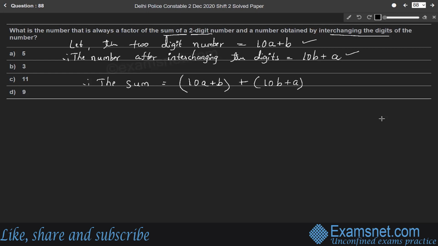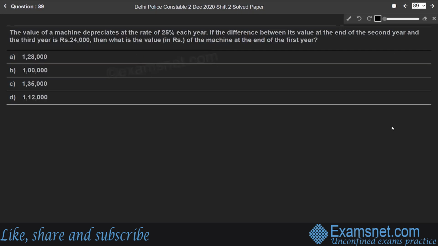So it becomes 11a plus 11b, which is 11 into a plus b, right? So what is the number that is always a factor of the sum of these two numbers? Therefore, the number which is always a factor of the sum of these two is 11, right? Therefore, 11 is always a factor of their sum. Hence, option C.